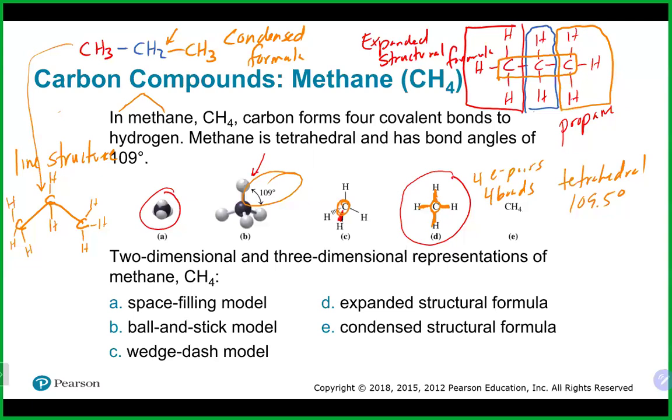So line structure is very commonly used in organic chemistry. It's really a basic structure. It doesn't get very complicated. It just shows the things that are important in the compound. I would say those three are probably the ones you'll see the most through our organic chapters: expanded structural, condensed a lot, and also line structure is used a lot along the way. Any questions on that there?